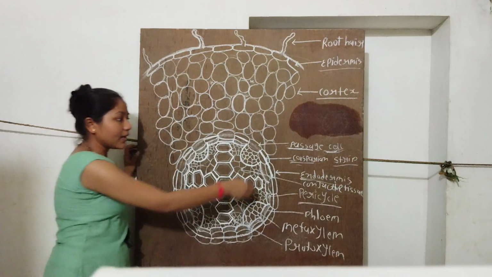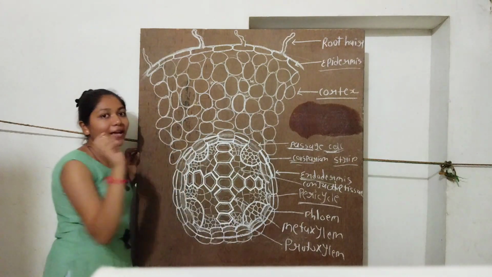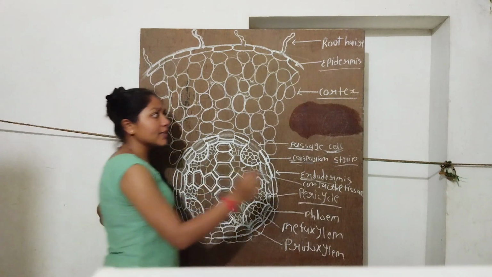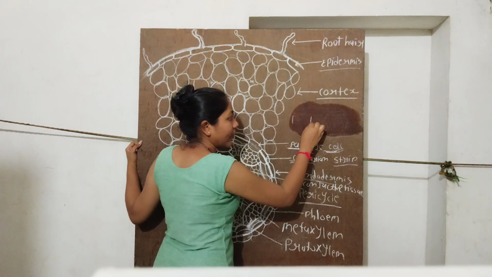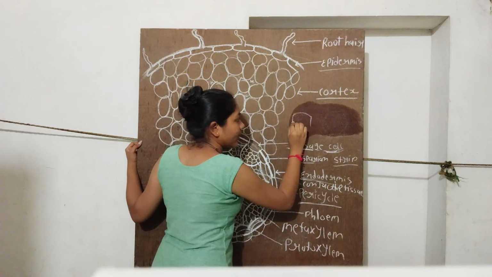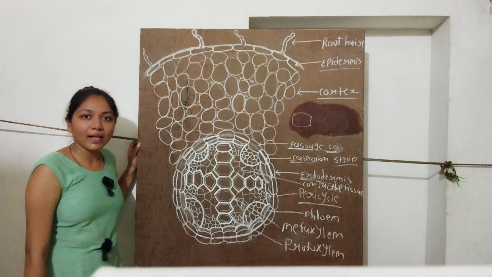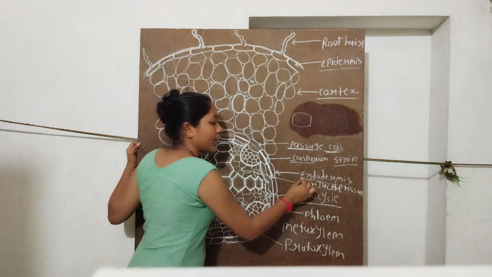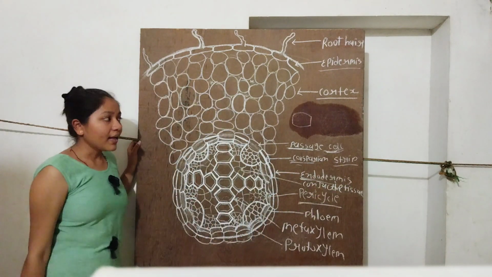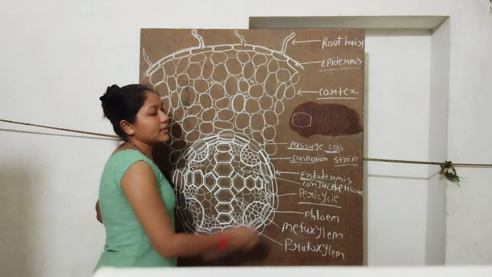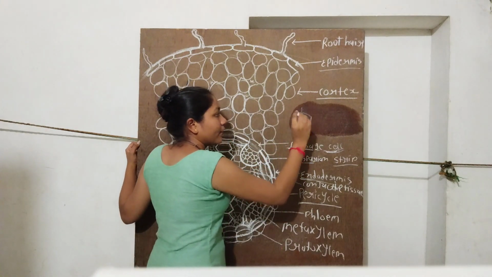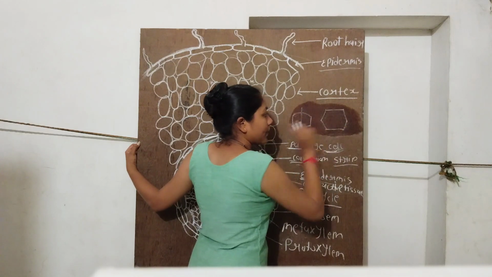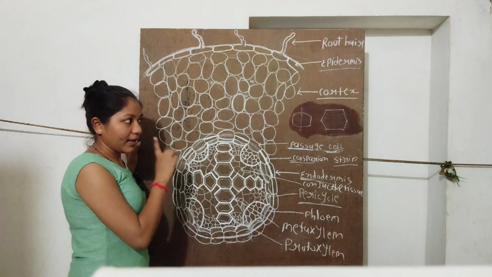After the cortex, the innermost layer is made up of barrel-like cells. What do we mean by barrel-like cells? These cells are narrower at the ends and swollen in between. These cells are called barrel-shaped and they make up the innermost layer, which is called the endodermis. Now when we cut this cell, we get a polygonal shape of the cell. This type of shape we can get.